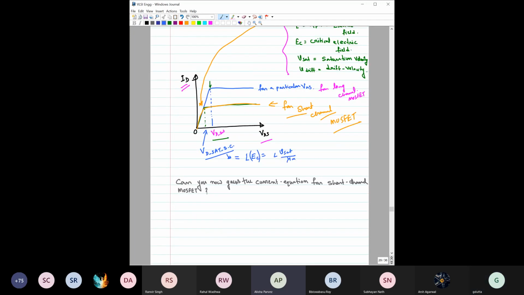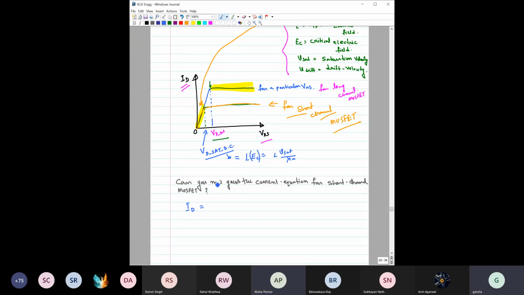ID is equal to half mu Cox W over L. Should it be half? Are you getting in the saturation region? No, we have not reached the saturation region. We are still in the linear region, right? If you consider the long channel MOSFET, then we are still in the linear region only, right? Yes. So let us start with that.